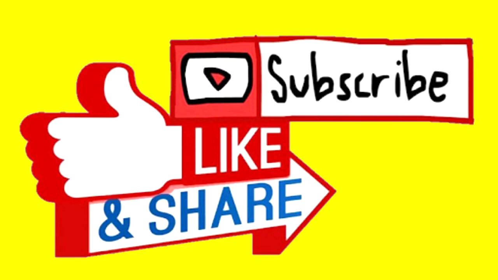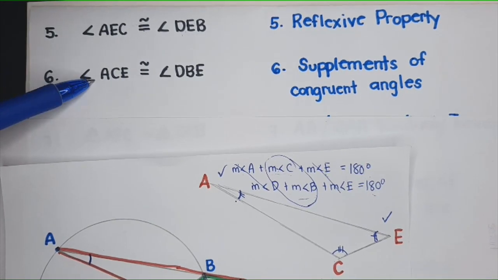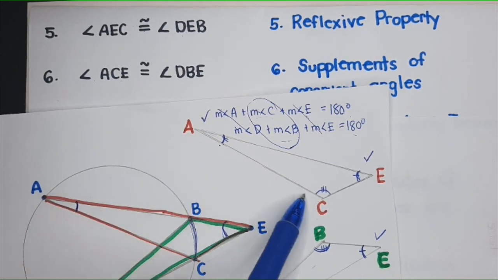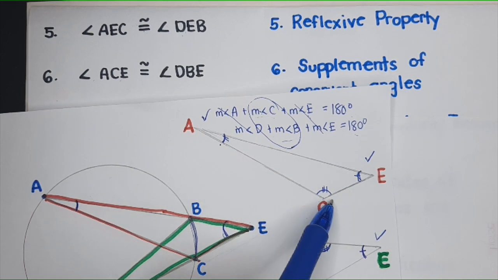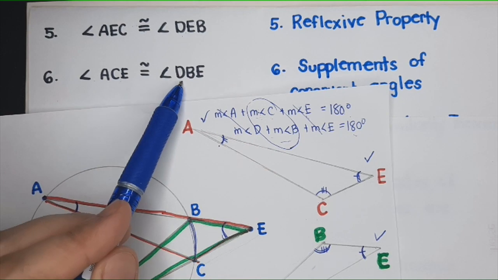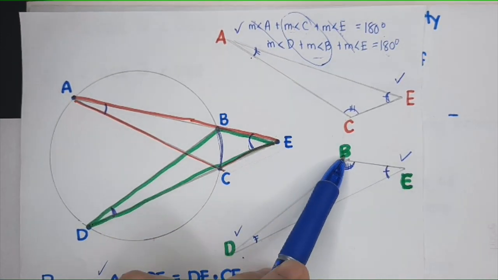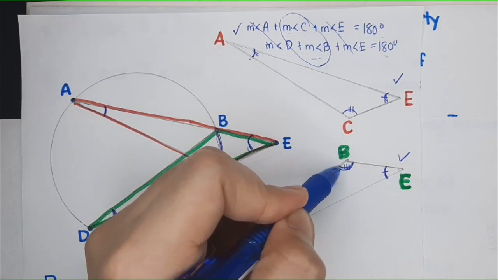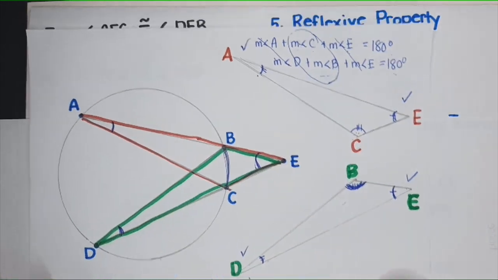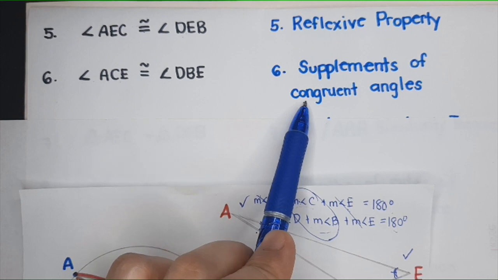Okay, let's continue. Our next statement is angle ACE. So, where is that? Here. ACE. So this is exactly our angle C, is congruent to angle DBE. So, where is that? Here. DBE, which is exactly our angle B here. They are congruent because they are supplements of congruent angles.